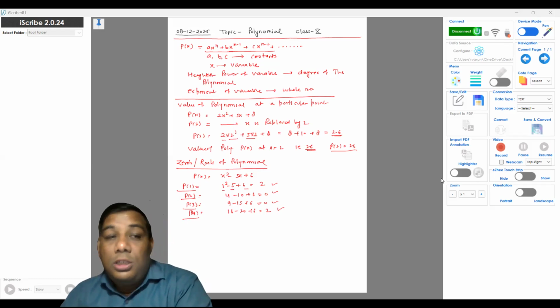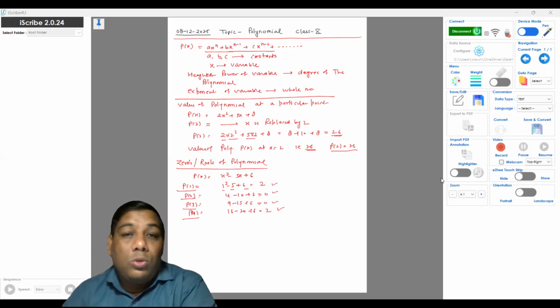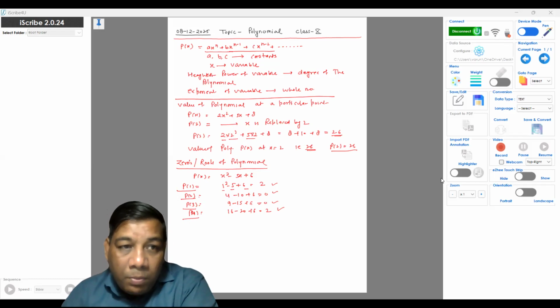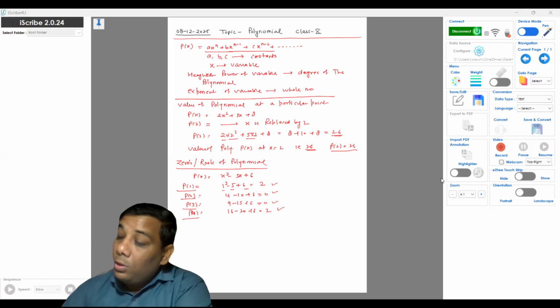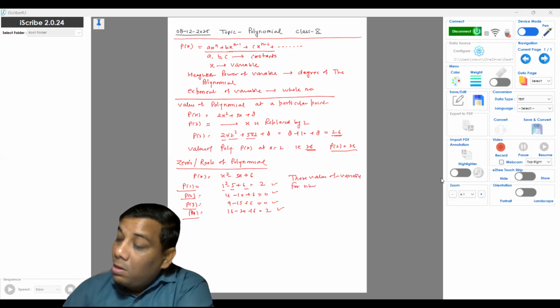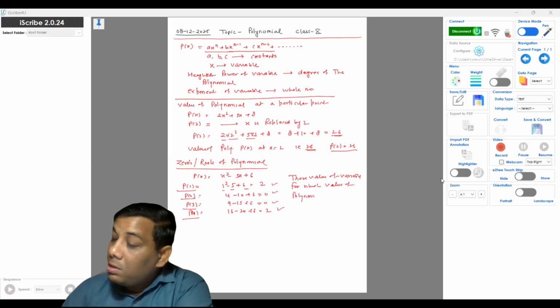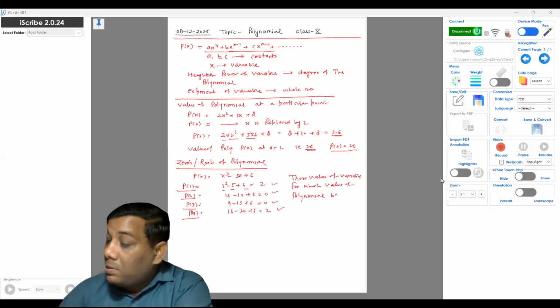Now, what are the zeros? Our topic is the zeros. What are the zeros of a polynomial? Zeros are those values of the variable for which the value of the polynomial becomes 0.